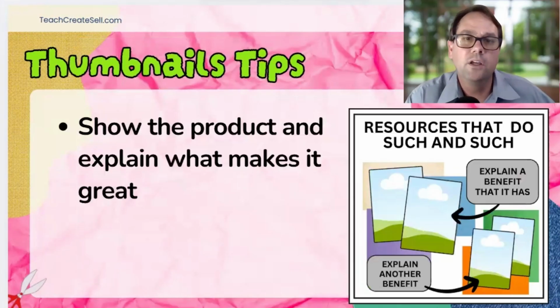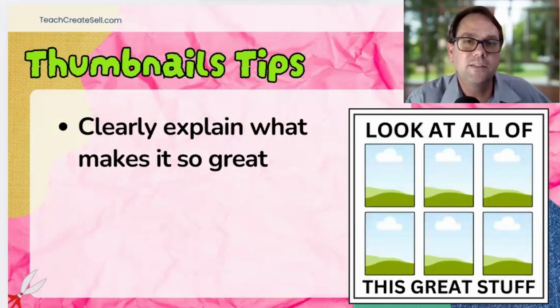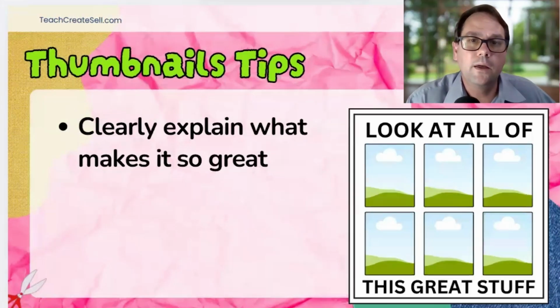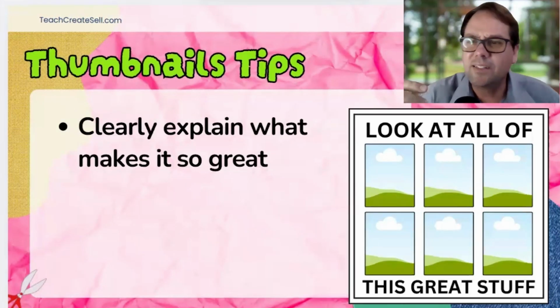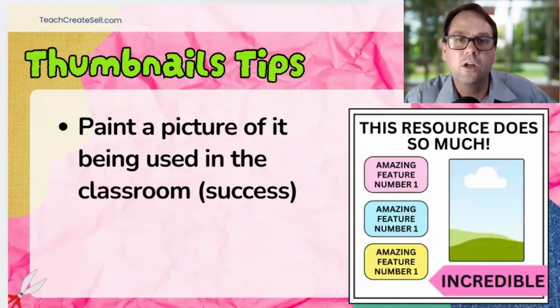Some thumbnail tips. Show the product, explain what makes it great, your unique selling feature. What is it that is so good about this thing that the teacher or that class must have it? Clearly explain what's included. You need to show off what's included. It doesn't have to be like this where they can clearly see everything. It's okay to have pictures overlap each other, but we want them to know exactly what they're getting.